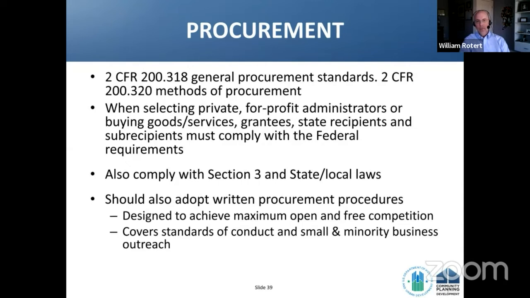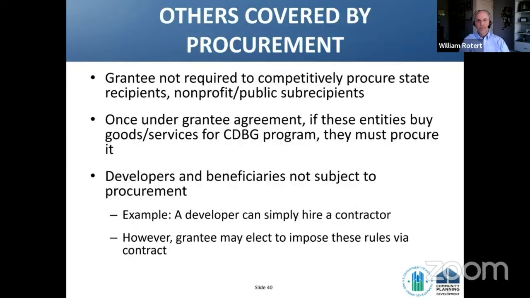In other words, so you get the most bang for your buck. And the standards must cover things like standards of conduct. And also it's important to take into account small and minority businesses, MBE, WBE, Section 3. Don't forget, you are required to submit annual reports to HUD on your Section 3 MBE and WBE performance. So if you don't keep records, if you don't do those affirmative steps, you're not meeting those requirements. So keep all of those things in mind when you're dealing with procurement. Next slide.